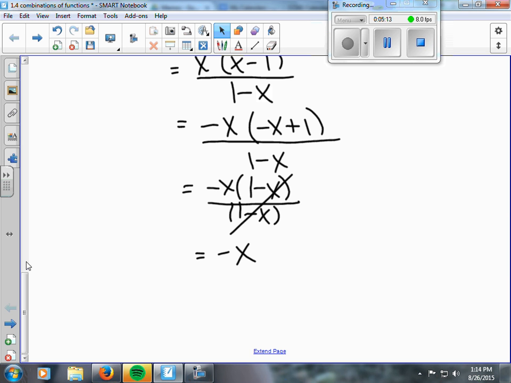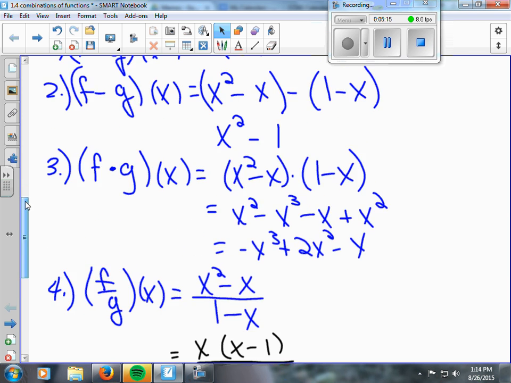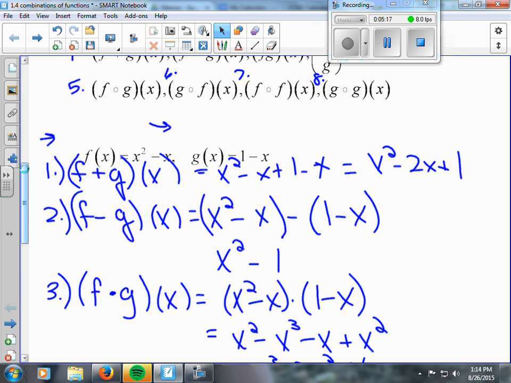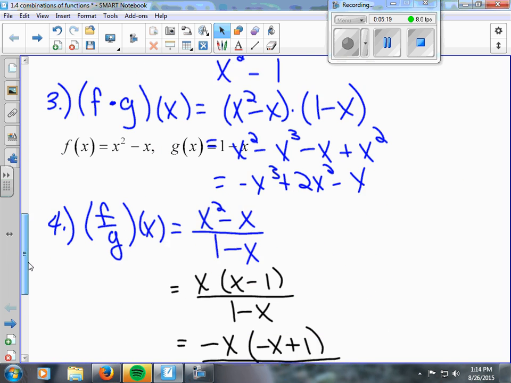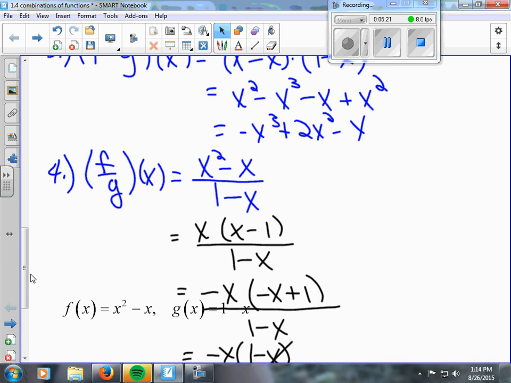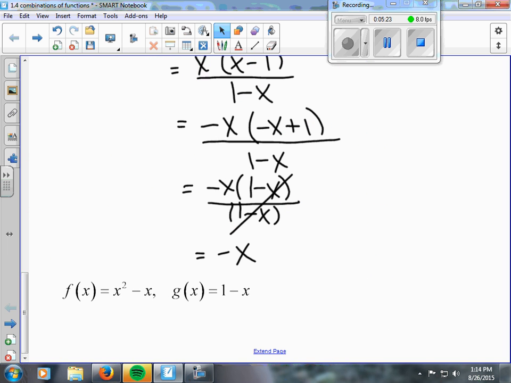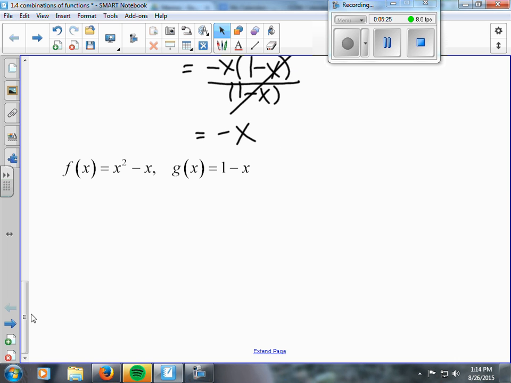All right, those were our first four. Now let's do our compositions. I have lost my functions, so I'm going to pull them down here so I can see them. Okay, so our first one, I'm going to do f of g. Some of us call this f circle g. f of g of x.